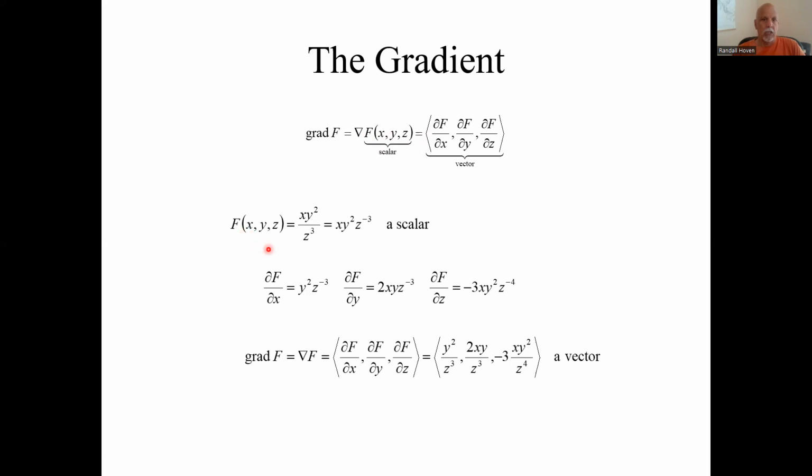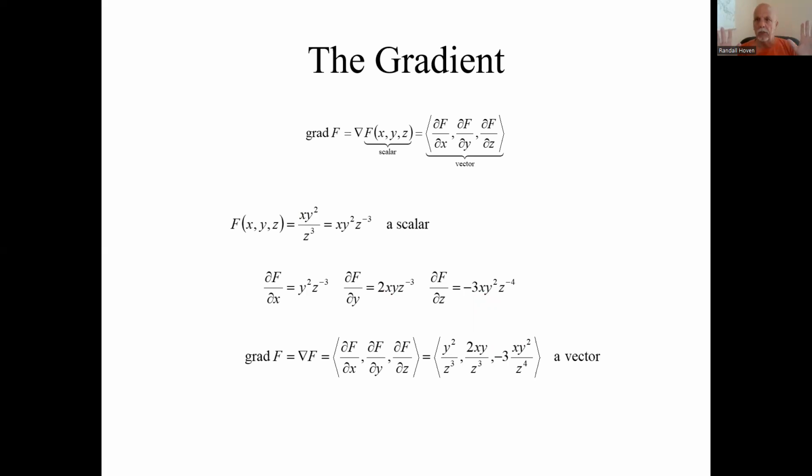So here's an example. Let's say here is your scalar function. Scalar function means you put in your x, y, and z, and you get a number out, not a vector. So its gradient means, let's take the partial derivative of this with respect to each of its variables. With respect to x, it's this. With respect to y, it's this. With respect to z, it's this. And we put all of them in a vector. The x thing goes to the x, the y thing goes to the y, and the z thing goes to the z. That's how you take a gradient.